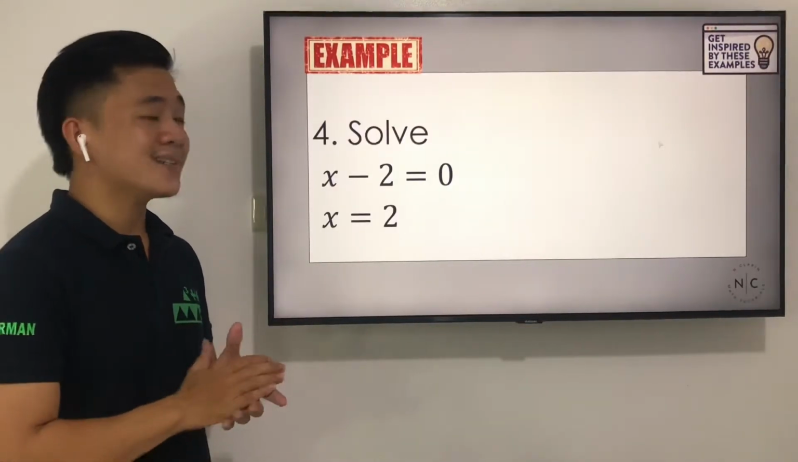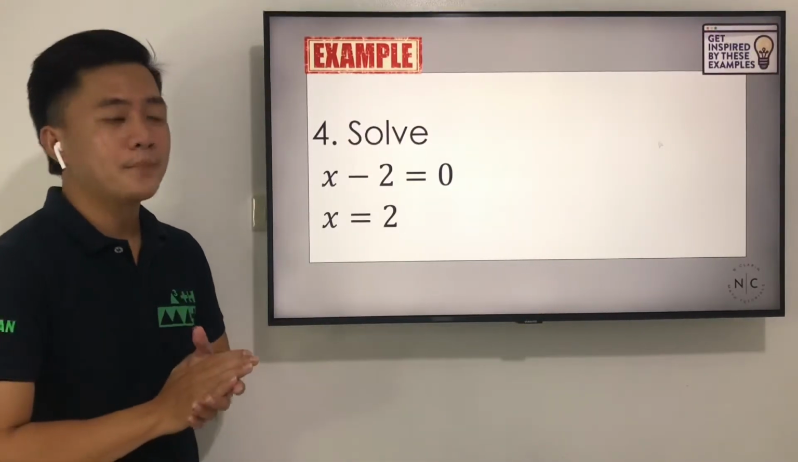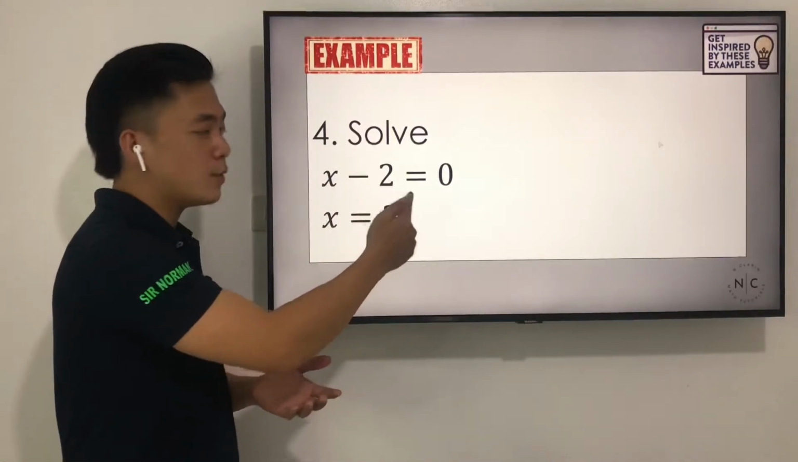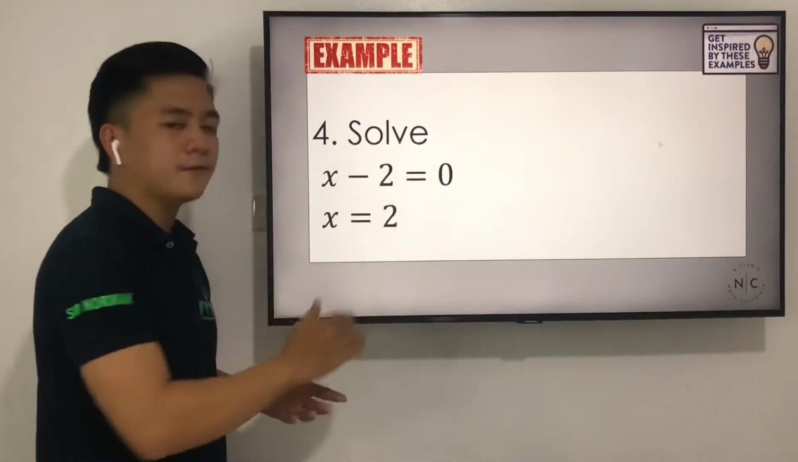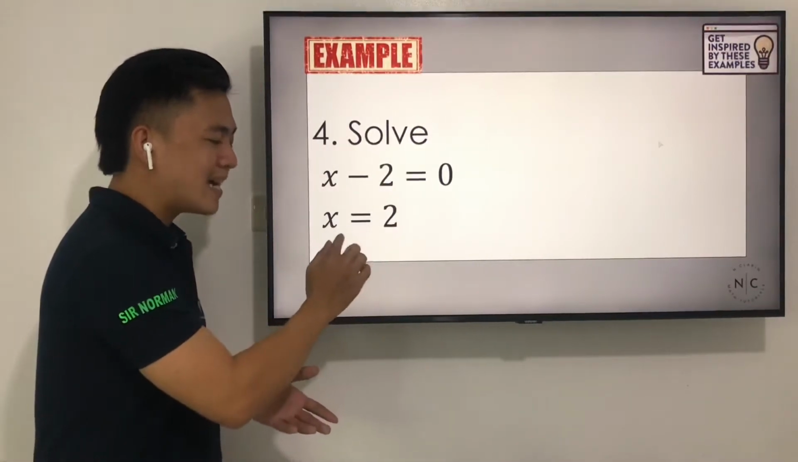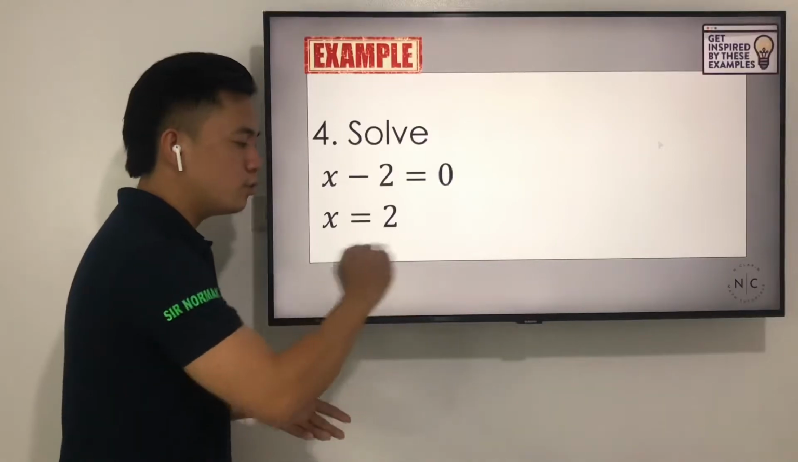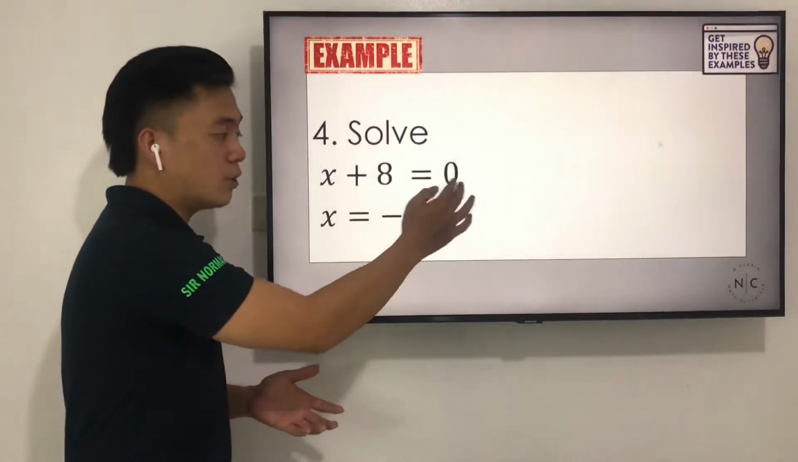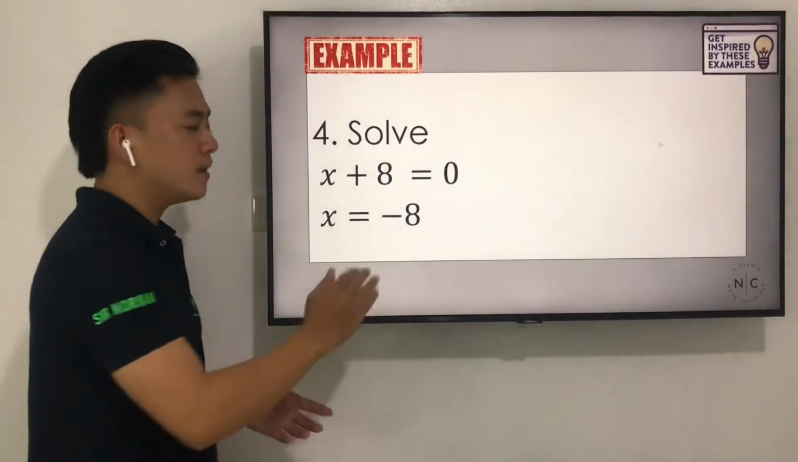Next step is solve natin yung ating mga nakuhang factors, which are, yung unang-una is x minus 2 is equal to 0. So we will transpose negative 2, it will become positive. So x is equal to 2. So ito yung una natin na root. Next is the x plus 8 is equal to 0. Transpose positive 8, it will become negative.